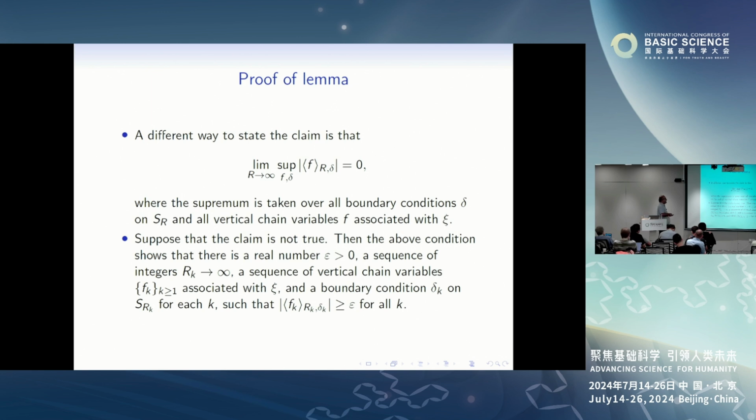So here's a proof. Suppose the claim is not true, then the above condition shows that there is a real number epsilon and a sequence rk going to infinity, and a sequence of vertical chain variables fk associated with psi, and a boundary condition delta k for each S rk, so that this holds. I want to prove that this condition holds. If it doesn't hold, then you'll be able to find a sequence of vertical chain variables associated with this one vertical chain, a sequence rk, and a sequence of boundary conditions delta k, so that this expectation is not going to 0.